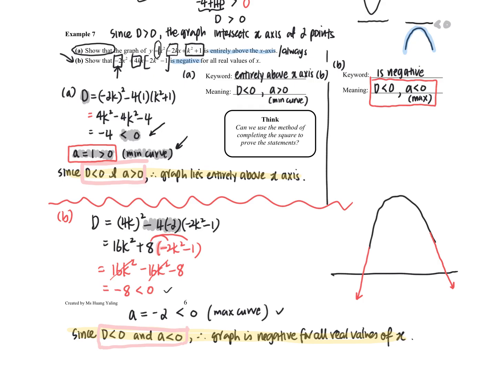Okay, can you try it on your own? Same concept, lies completely below the x-axis. Completely below must be a maximum curve. D must be less than 0. So can you try to prove that?